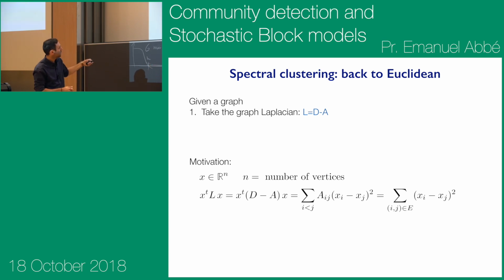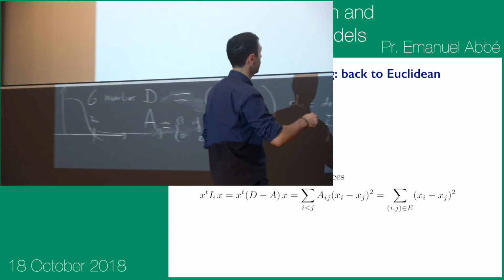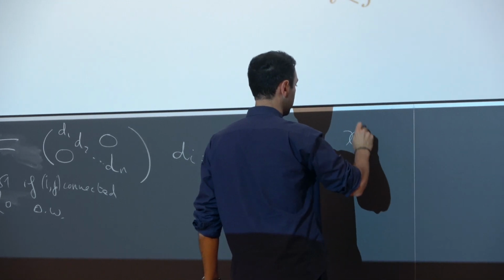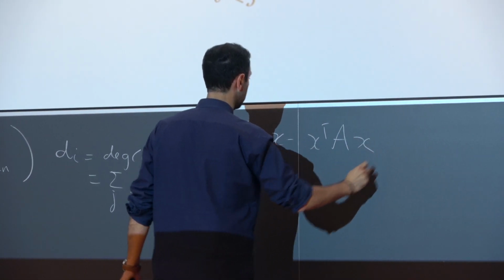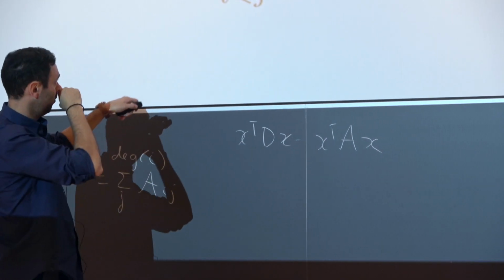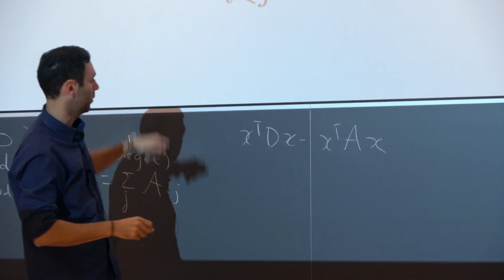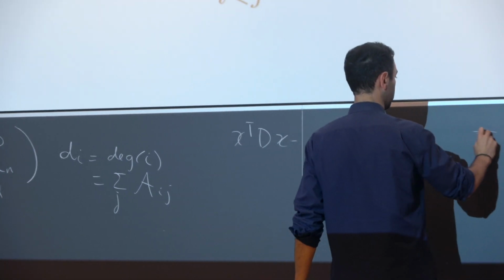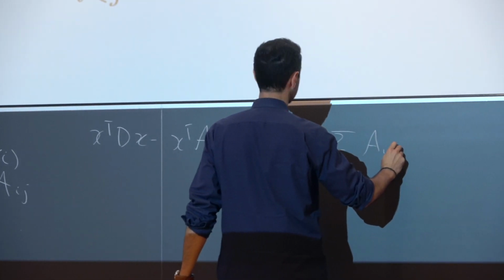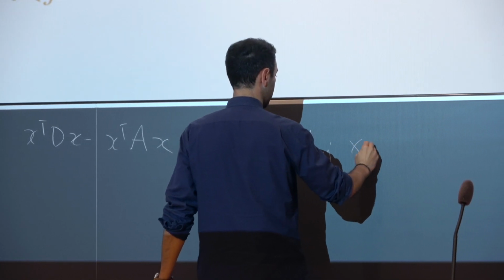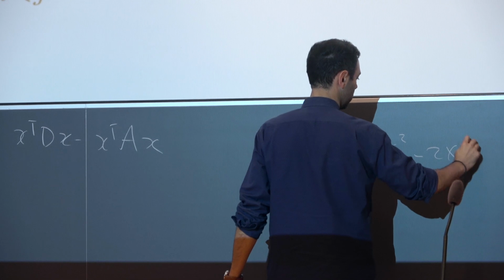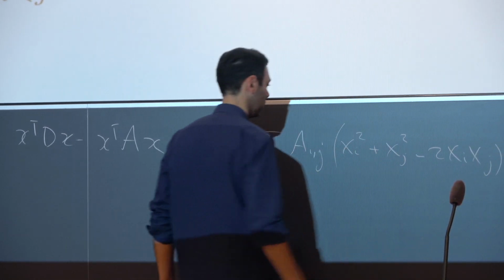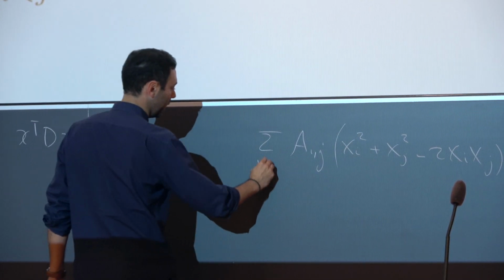x transpose Lx is this, x transpose (D minus A) x. So we have the term x transpose Dx minus x transpose Ax. That's on the left side. Then here, if you expand the square, what you get is the summation of Aij times (xi square plus xj square minus 2 xi xj), and this is over all i less than j.